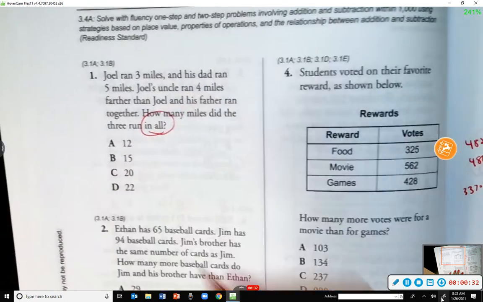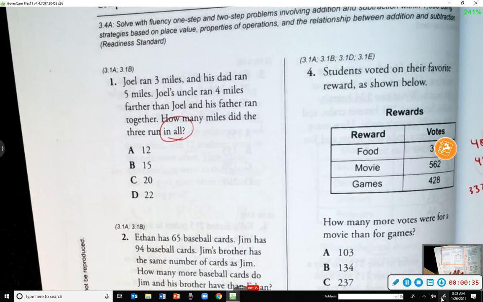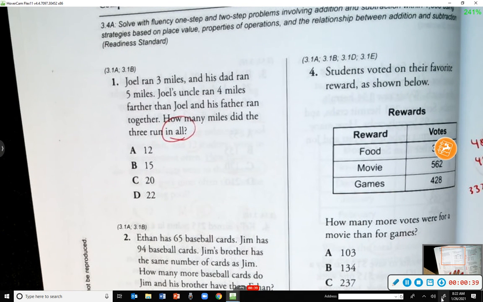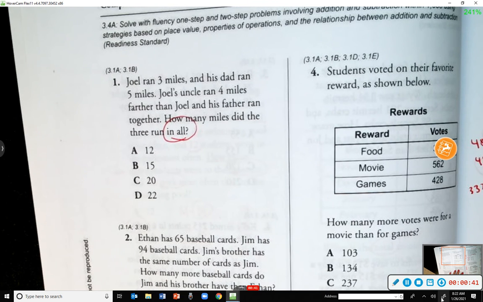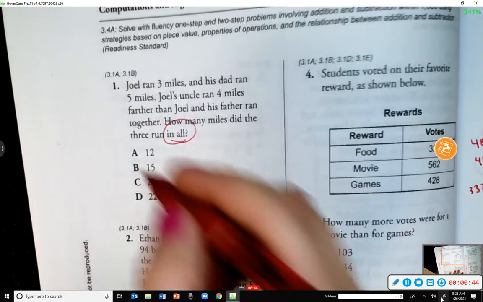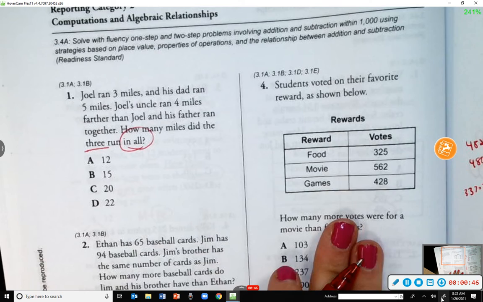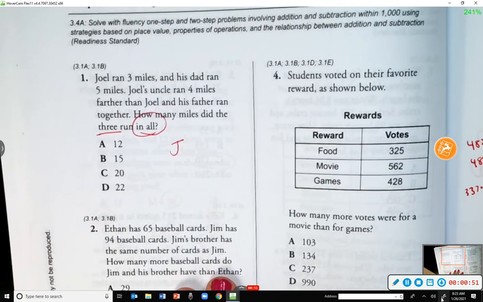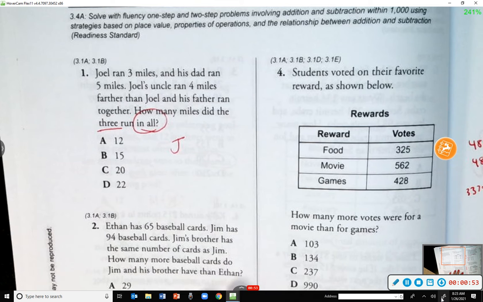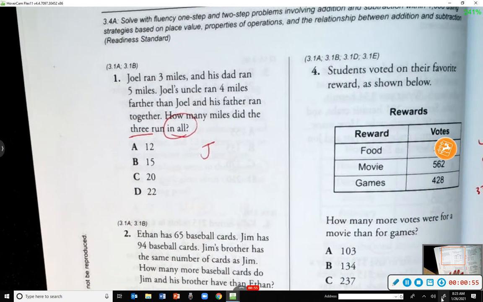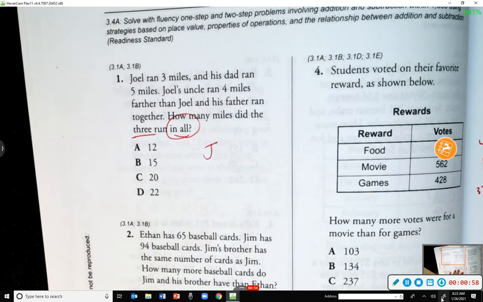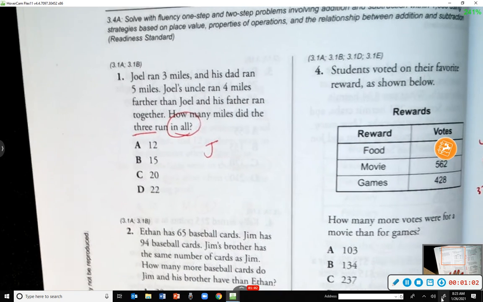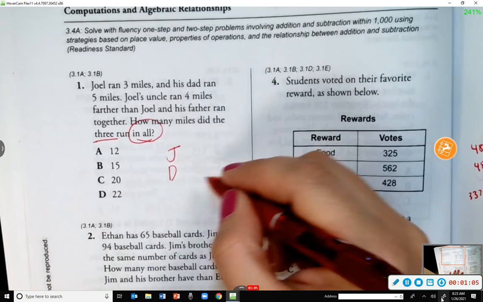Adding, good. So even if you didn't read the rest of that problem, if you only read that question, how many miles did the 3 run in all, you should know that you're going to add 3 numbers, right? Yes. 3 numbers, okay? So we have Joel. So I make an organized list, okay? Organized list means you're just going to make a list, and I'm going to just abbreviate their names by putting the initials. So we have Joel, Dad, and Uncle.